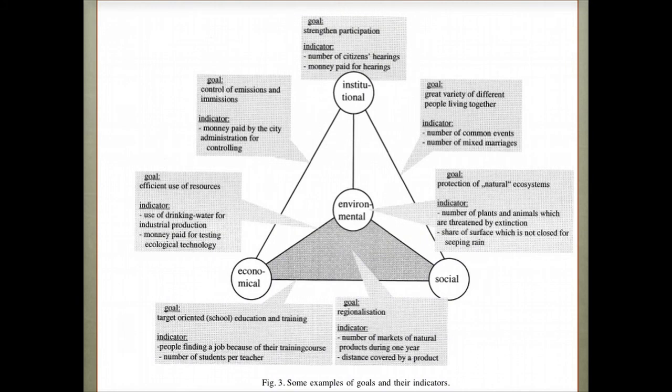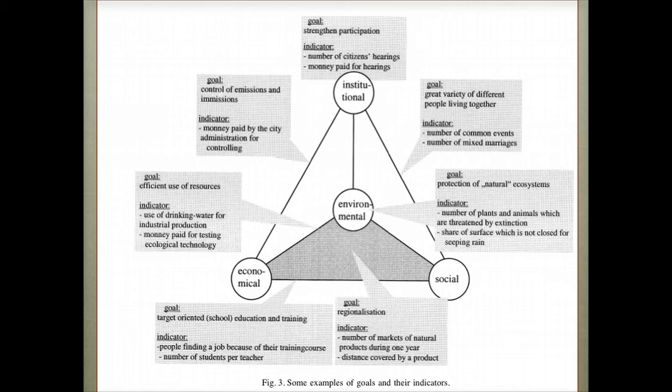The authors provide an example of goals and indicators for the city of Iserlohn in Europe. Here you can see there is a mix of indicators that represent different dimensions and linkages. And the indicators are measurable. For example, number of citizens' hearings, amount of money paid for testing ecological technology, number of people finding a job because of their training course, etc.